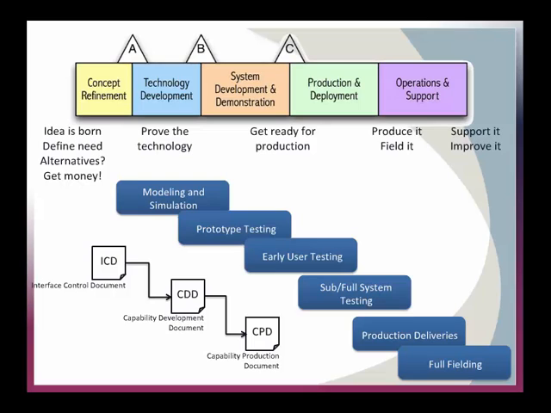But you see all the different parts here where modeling and simulation plays a role. Actually, modeling and simulation plays a role through a lot of this process. A little less as you get towards the back end, but should actually play a greater role towards the beginning. There's prototype testing, early user testing, full system testing, product deliveries, and full fielding. And we're going to come back to these documents. The ICD, CDD, and CPD are official documents that support the JSIDS process. We're going to get into that in some more detail in a moment.